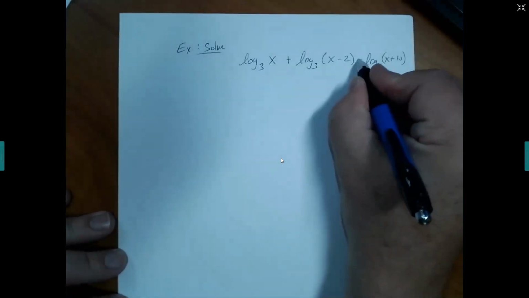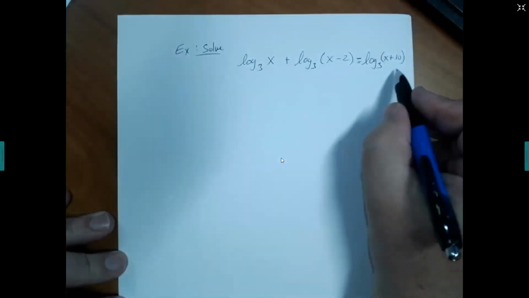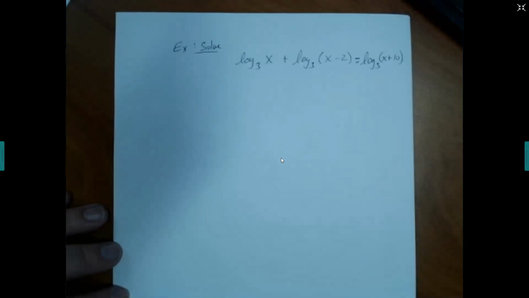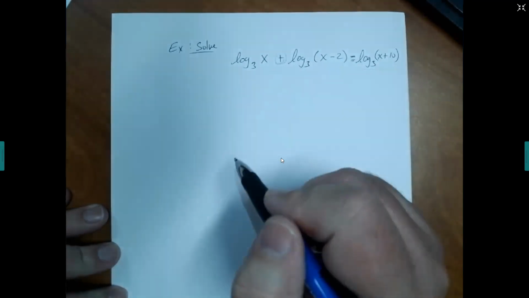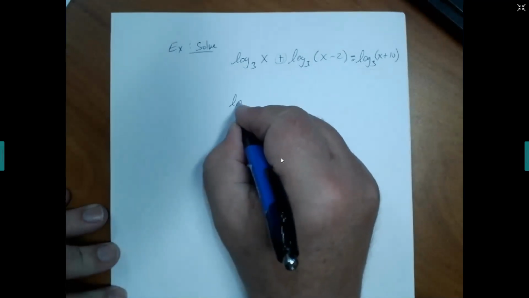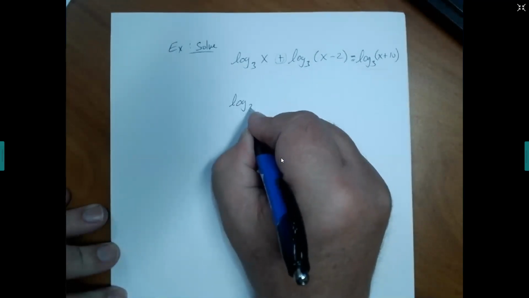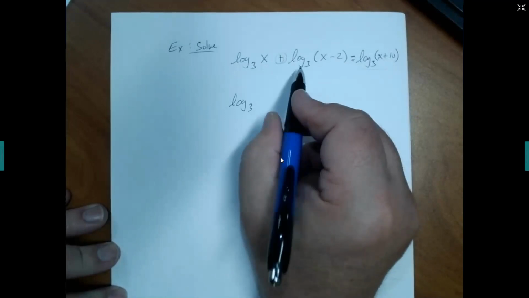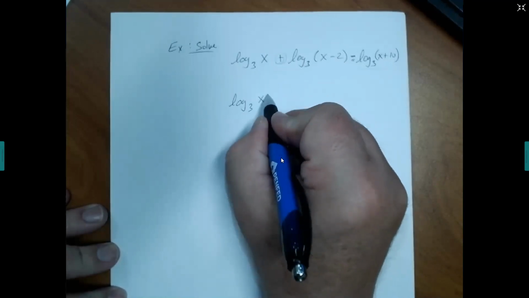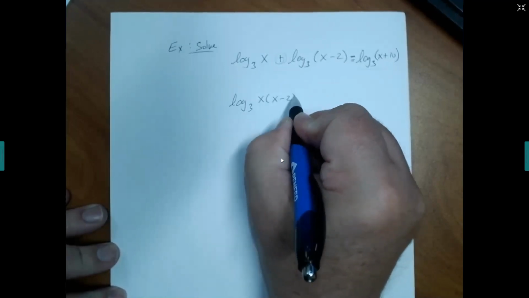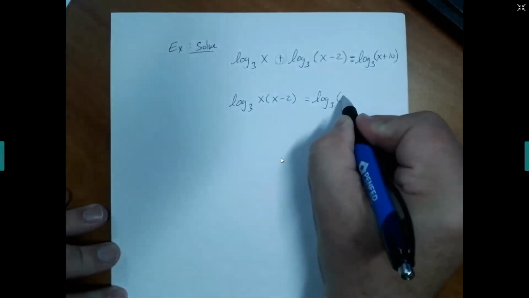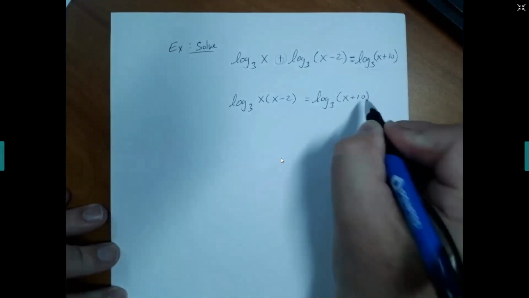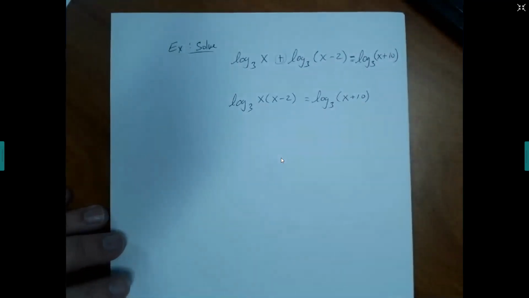We have an equal sign, so we have to treat both of these sides separately for right now until we simplify it. On the left-hand side, we have a plus, so we can combine both of those numbers. They're both log base 3s. So I have x times x minus 2 equals log base 3 of x plus 10.